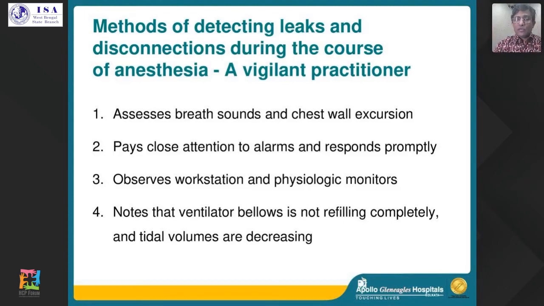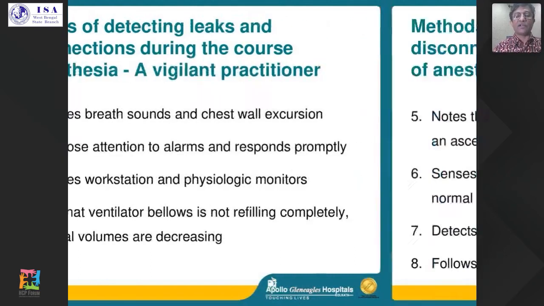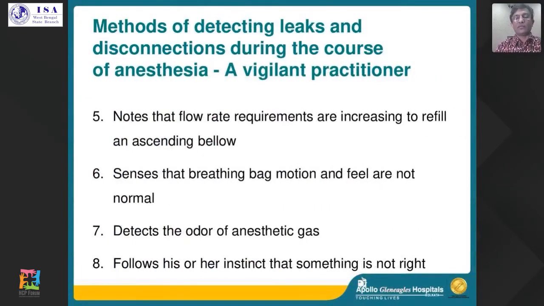So you observe the workstation and the physiological monitors as well. Things like the ventilator bellows: are they getting filled up completely? Is the adequate tidal volume going? What is your set volume and what are you getting back? Is there any disparity? Are there trends changing? Flow rate requirements, especially if you have an ascending bellows: is it going up at the same flow rate, or do you need to keep increasing the flow rate so that the bellows are increasing and decreasing? Look at the bag motion. If you're looking at the Draeger machines, they give you the feel of the bag.